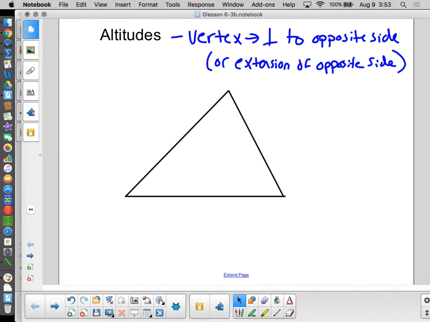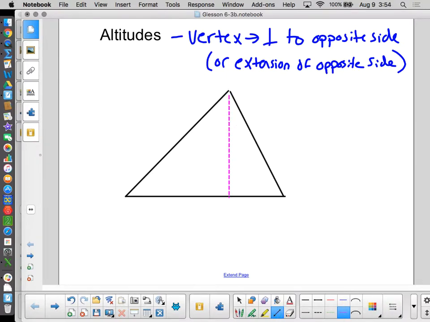I'll show you that in a second, why that's important. So very simply, an altitude starts at a vertex, just like a median, just like an angle bisector, but this time it's perpendicular. So it's forming a right angle down here. That's not the midpoint of the side it's intersecting. This is not a perpendicular bisector, it's just perpendicular to the side. Sometimes it'll be a perpendicular bisector, occasionally, but usually it's not.